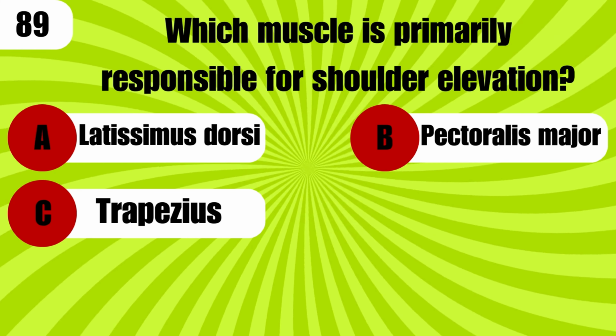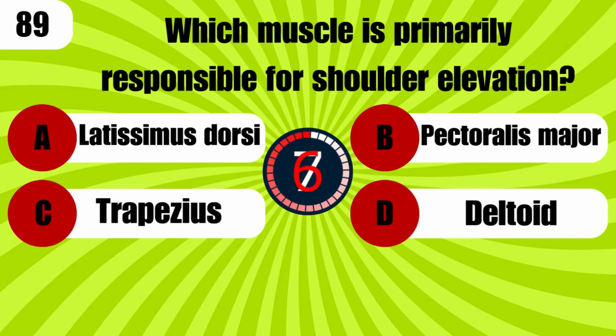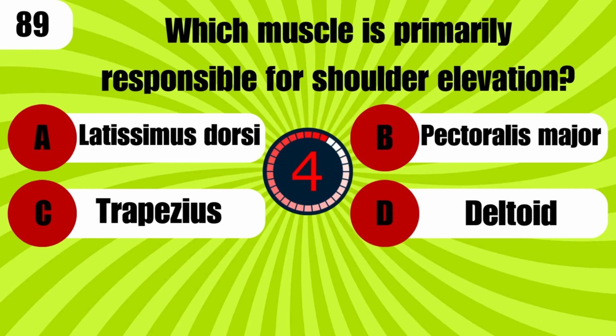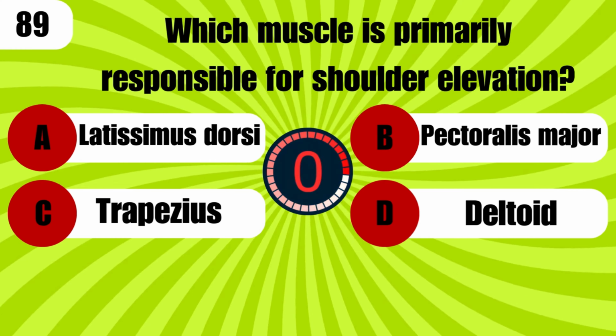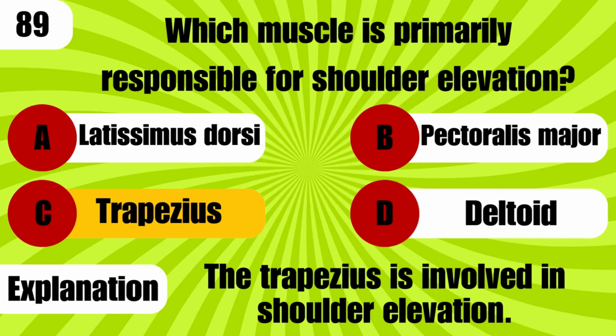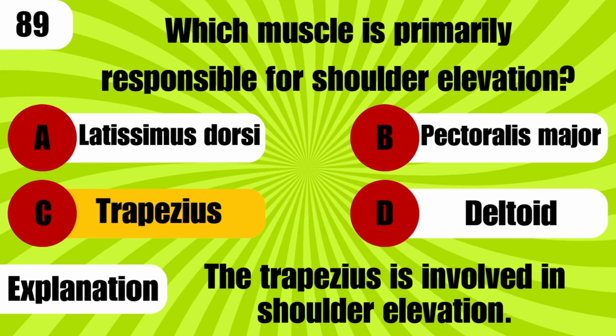Which muscle is primarily responsible for shoulder elevation? Option A, latissimus dorsi. Option B, pectoralis major. Option C, trapezius. Option D, deltoid. The right answer is trapezius. The trapezius is involved in shoulder elevation.